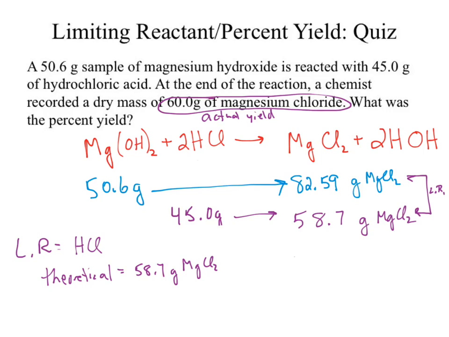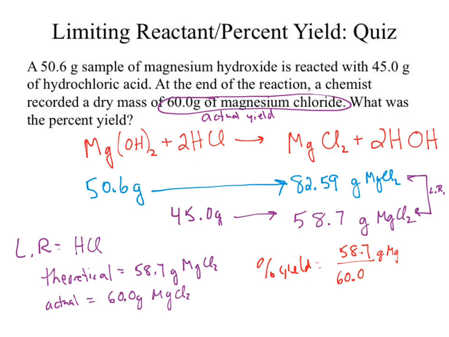What was my actual yield? 60.0 grams magnesium chloride. How do we calculate the percent yield? Our percent yield will now be our 58.7 divided by 60.0. Okay, since you guys will probably give me a hard time if I don't do it, let's show the units. And we multiply by 100, and we would now have our percent yield probably up in the 90s somewhere.